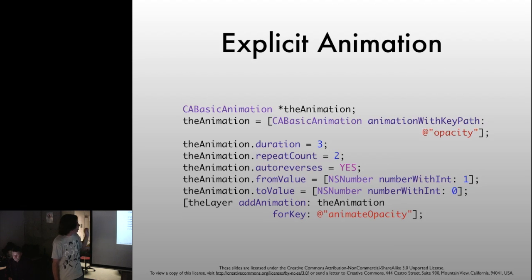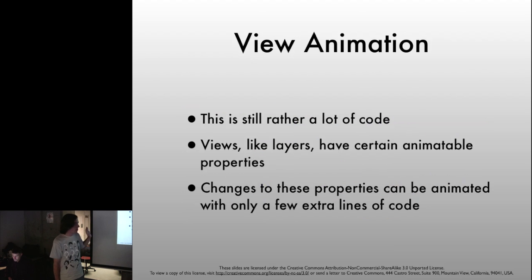Then you specify a from value and a to value, so the value you want it to start at and the value you want it to end at. Then you add an animation for a key, giving it the key of the property that you want to change. You can set, for example, the opacity key, and again, the documentation explains pretty well how to determine what key you want to set, so I won't go into that. But even this is fairly complicated.